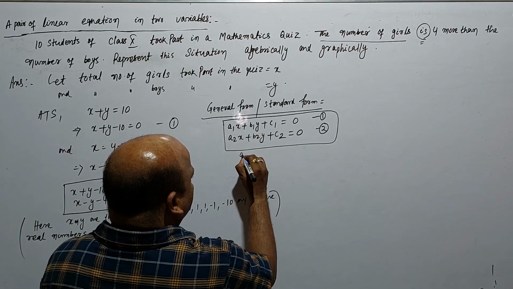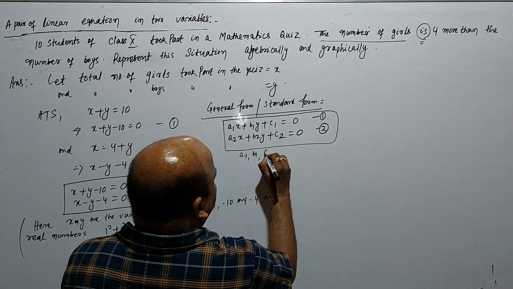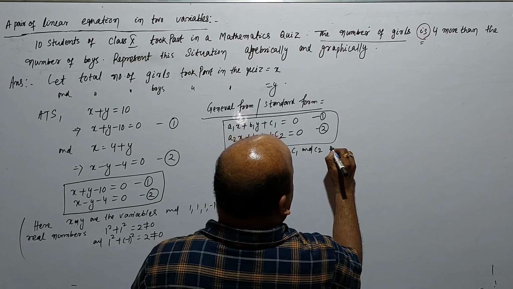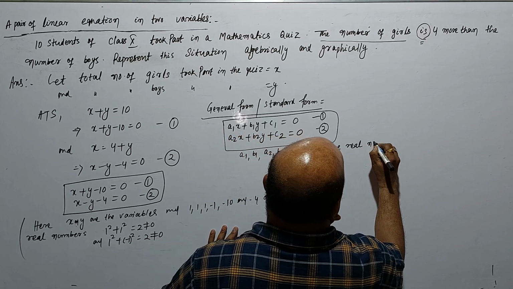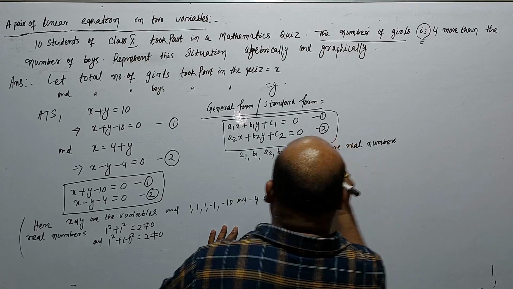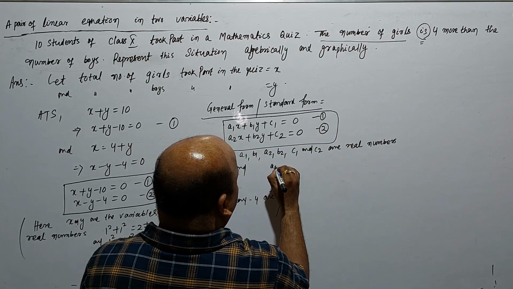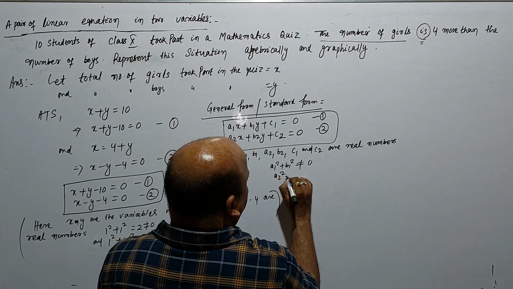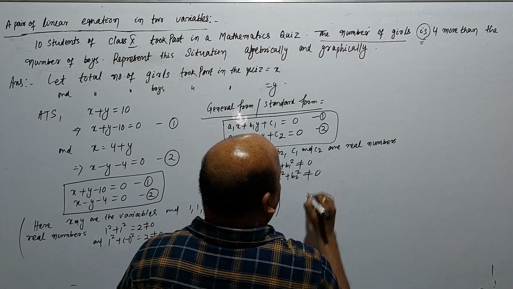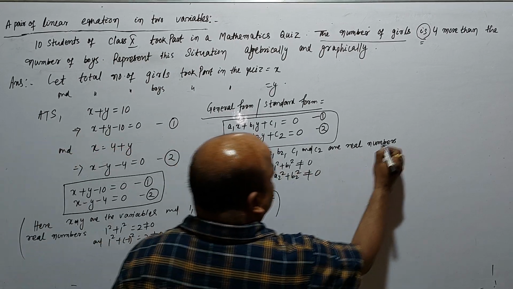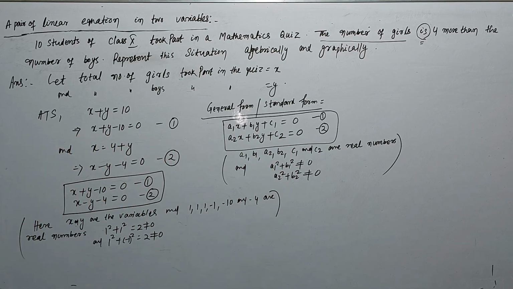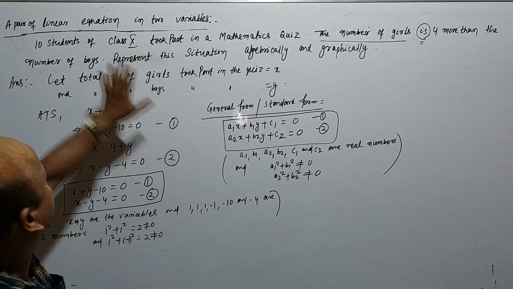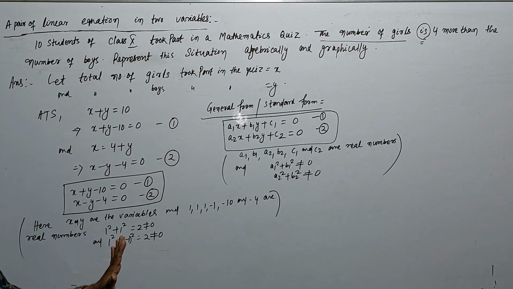The conditions are a1, b1, a2, b2, c1 and c2 are real numbers. All of these must be real numbers, and also a1 square plus b1 square is never 0, and a2 square plus b2 square is never equal to 0. So these are the conditions. These conditions must be satisfied. So this is the general form or standard form of a pair of linear equations in two variables.